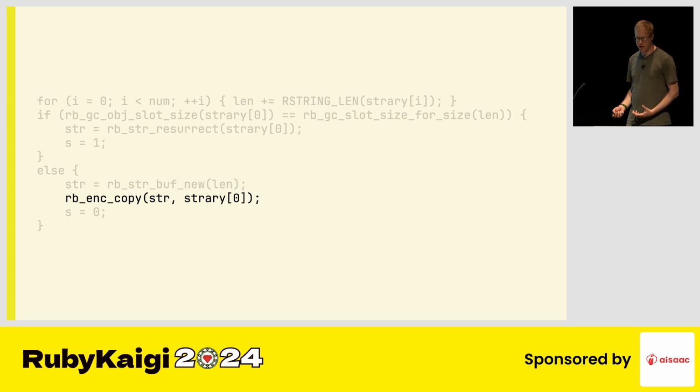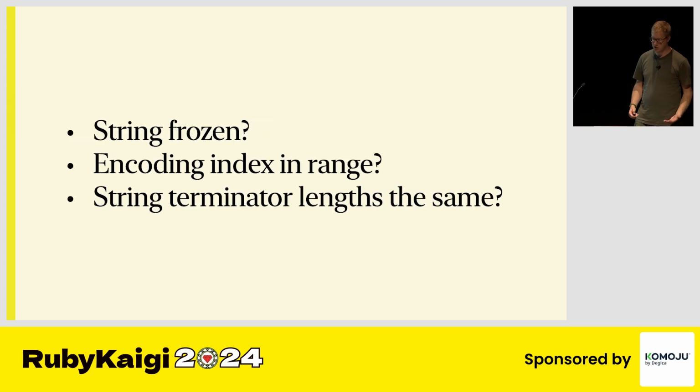And now, because this is public, it can be used from C extensions, which means that effectively this function has to deal with user input. It cannot make assumptions about the validity of its parameters at all. And to that end, it does a lot of safety checks on the string that's being passed in. Things like checking whether the string is frozen, the encoding index is in the correct range, or that the terminator lengths are the same.